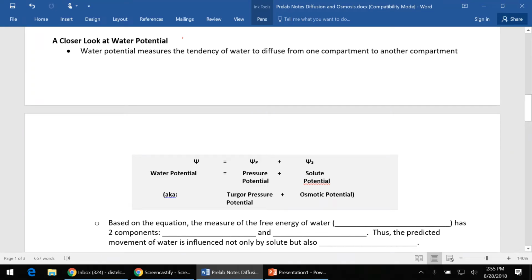Hello, and welcome back to the Diffusion and Osmosis pre-lab notes. You should have already watched part one. This is part two, a closer look at water potential.